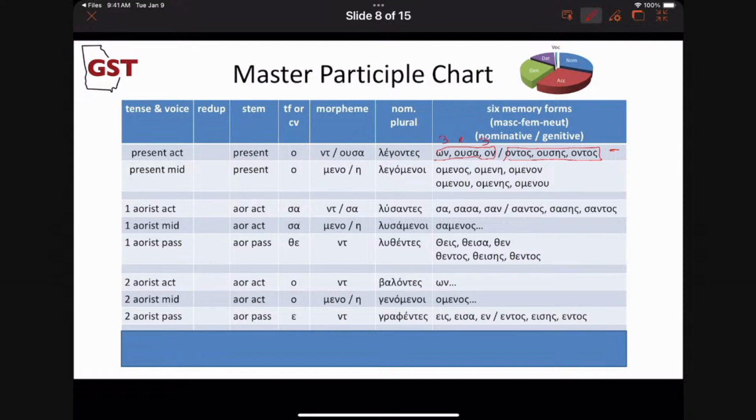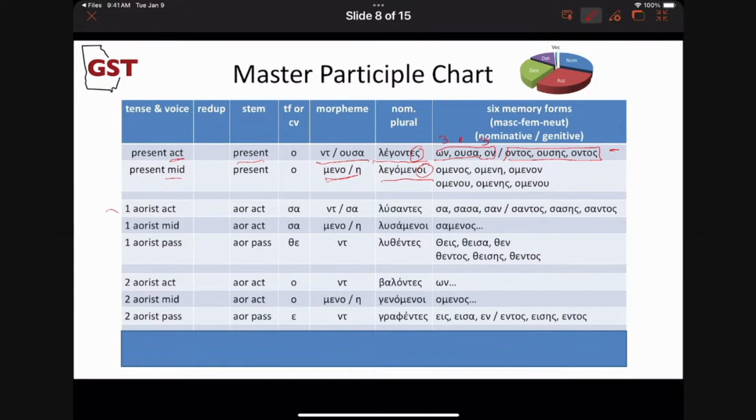Basically, the present tense participle is going to have an active voice. It's going to use the present tense stem, the connecting vowel, everything we just talked about. And then our example will be legontes. This is going to be the nominative plural form because of the sigma, a third declension nominative case ending, right? And then with the middle, okay, we're using a different morpheme, and so we get legomenoi. There's our nominative plural form, right?